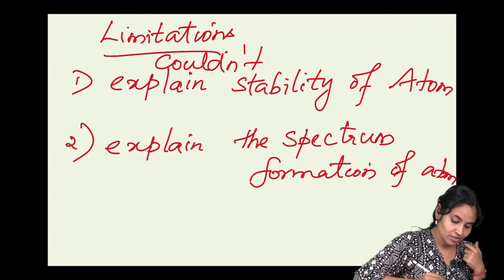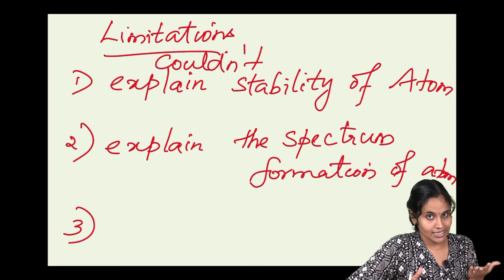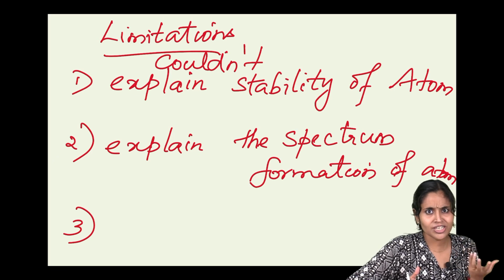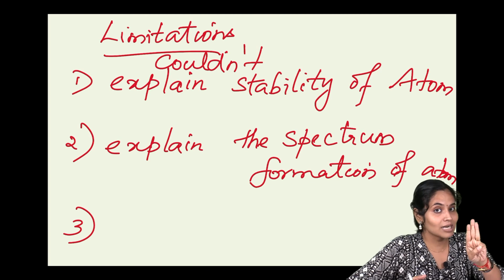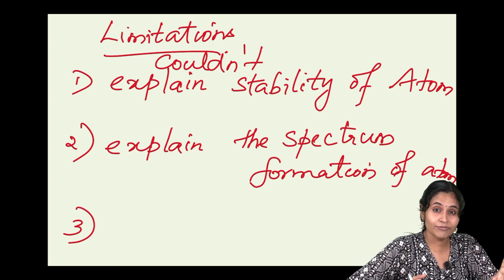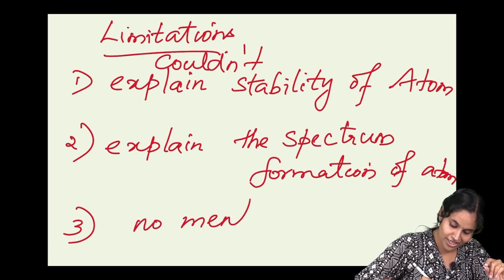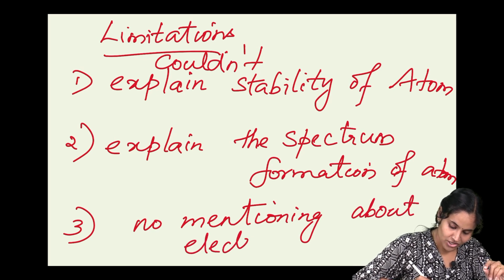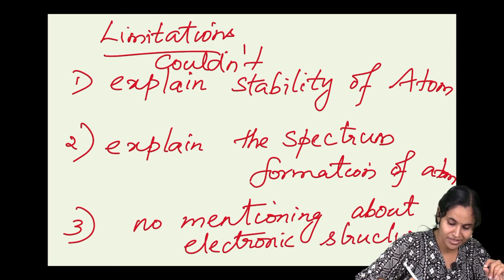Okay. And the third drawback was there was no mentioning about the electronic structure of atom in Rutherford's atomic model. He was unable to, or there was no mentioning actually about the electronic structure of atom. So that was the third limitation or third drawback of Rutherford's atom model. No mentioning about the electronic structure. Okay, so these are some limitations of Rutherford's atomic model.